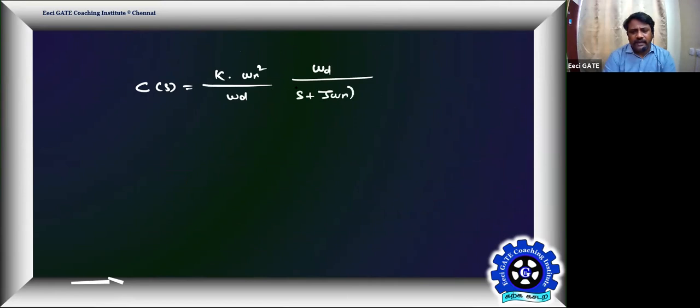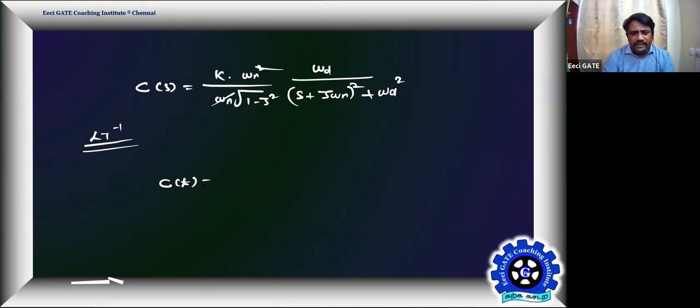C of s can be written as k into omega n square by omega d, times omega d by (s plus zeta omega n) whole square plus omega d square. Apply Laplace inverse, resulting in C of t. What is omega d? Omega d is omega n into root of 1 minus zeta square, so omega n will get cancelled. So in C of t, this constant becomes k into omega n by root of 1 minus zeta square.